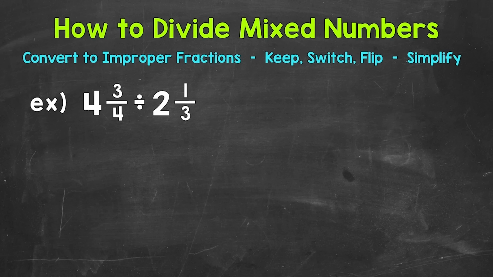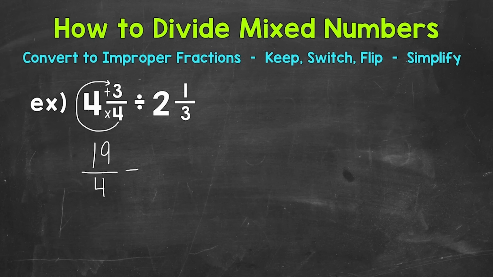Let's start with 4 3/4. And we start at the bottom and work our way to the top. So we multiply, then add. So we do 4 times 4, so the denominator times the whole number. 4 times 4 is 16. Then we add the numerator. 16 plus 3 is 19. So 19 is the numerator of our improper fraction. We keep our denominator of 4 the same.